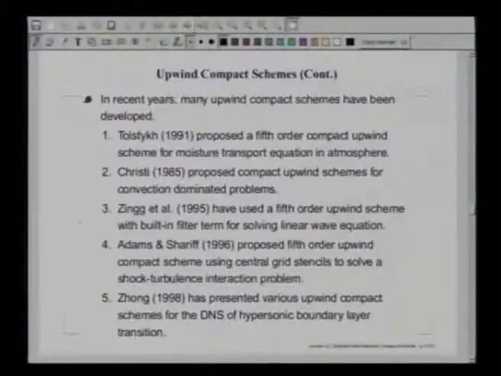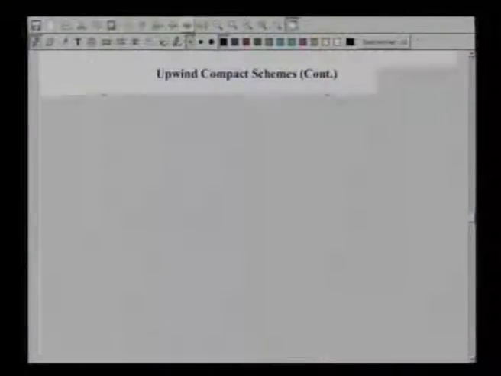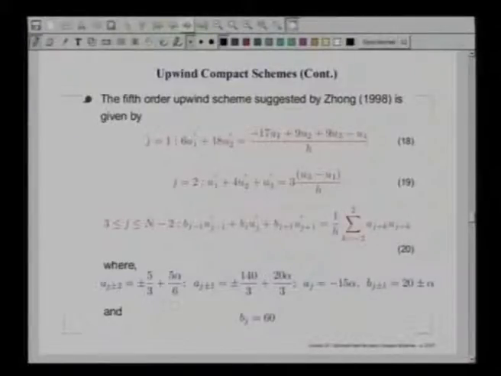There were many people who have really contributed to upwind compact schemes. Some of them are noted here, and we will just simply look at one such scheme, which was proposed by Zhang, and he used this to simulate a hypersonic flow problem. As you can see, the main stencil is given by equation 20. And as you notice, here it is also a 5-point stencil on the right hand side.